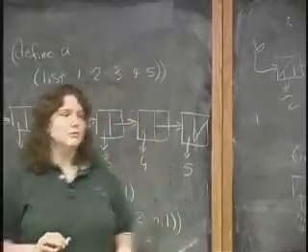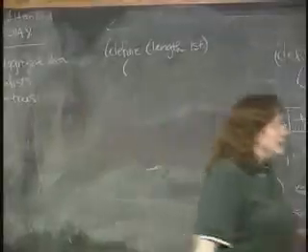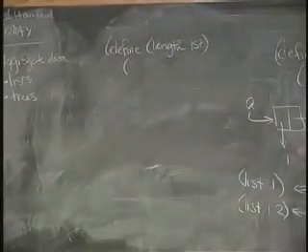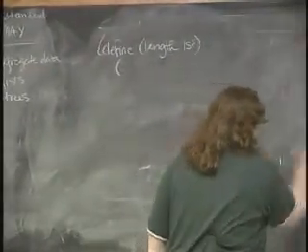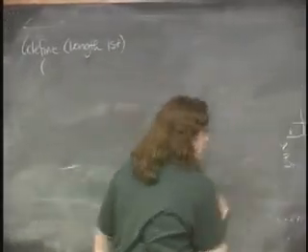Let's look at an example of writing something to manipulate a list. I mentioned we'll be cdring down the list. Just breaking up the problem where we operate on the car and then we call on the cdr.